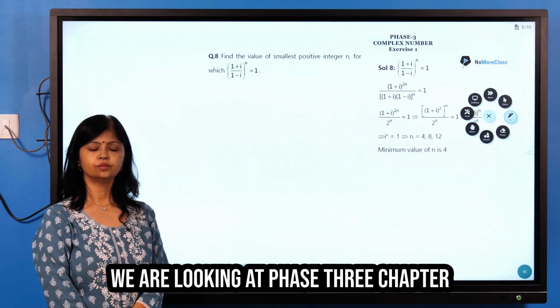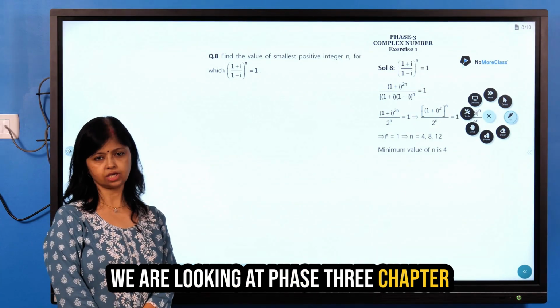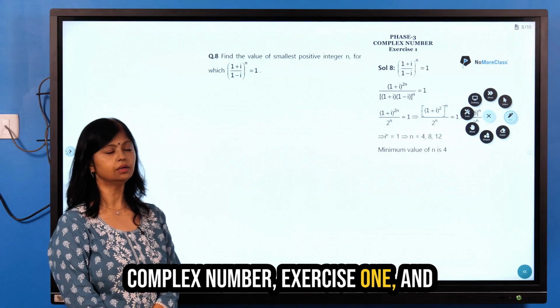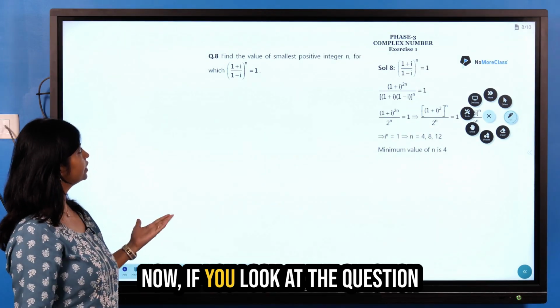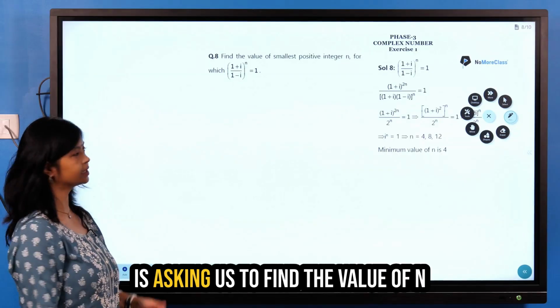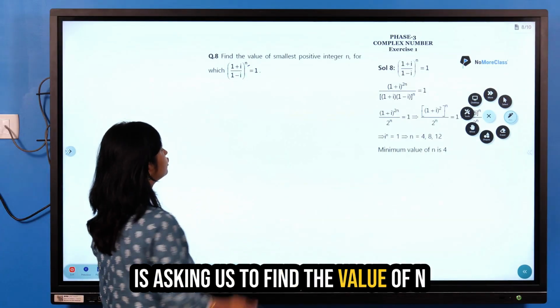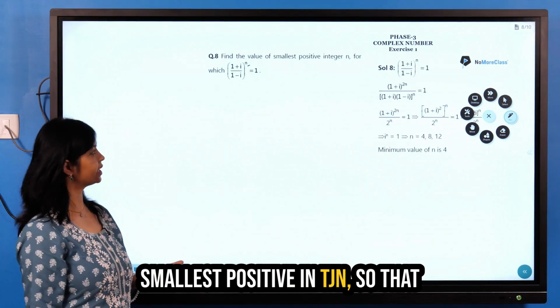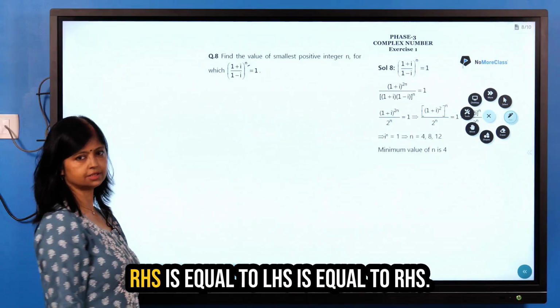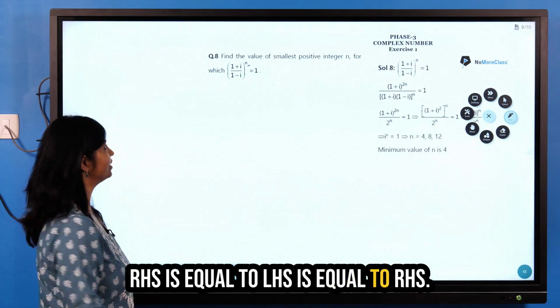Hello everyone. We are looking at phase 3, chapter complex number, exercise 1. And we are at question number 8 now. If you look at the question, it is asking us to find the value of n, the smallest positive integer n, so that the LHS is equal to the RHS.